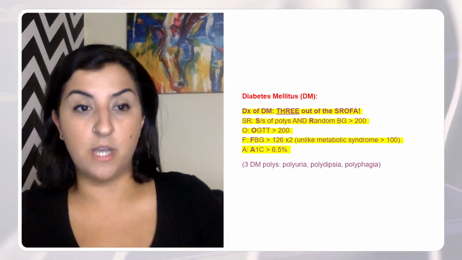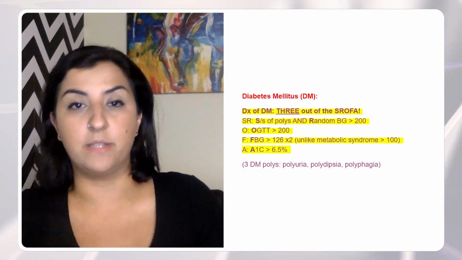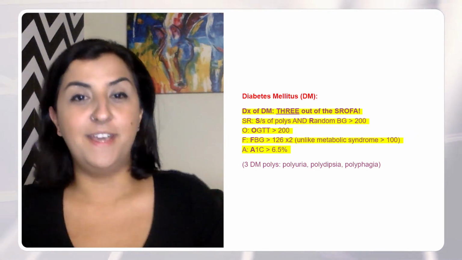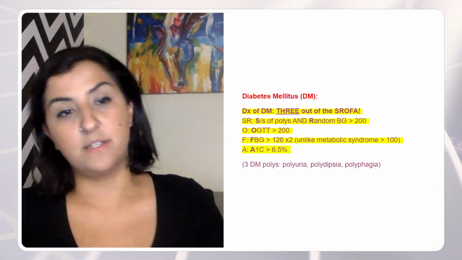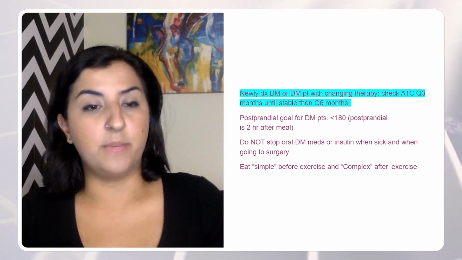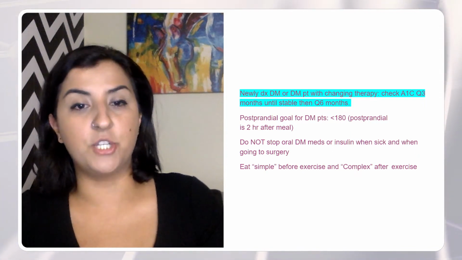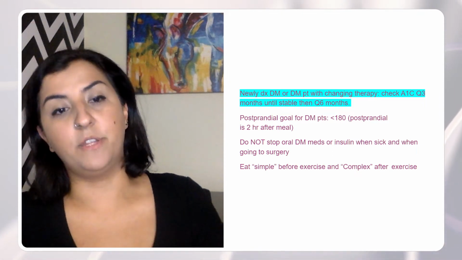And if it's 2 times over 126 fasting, then that's a point. They get a point for that. And then the last thing in STROFA is the A. A is A1C, and it's over 6.5%. Newly diagnosed diabetes or diabetic patients with changing therapy, okay, you got to check their A1C every 3 months until stable, and then every 6 months.